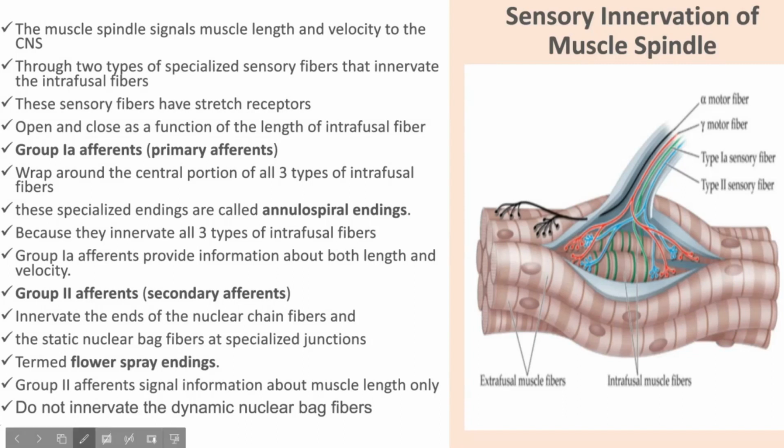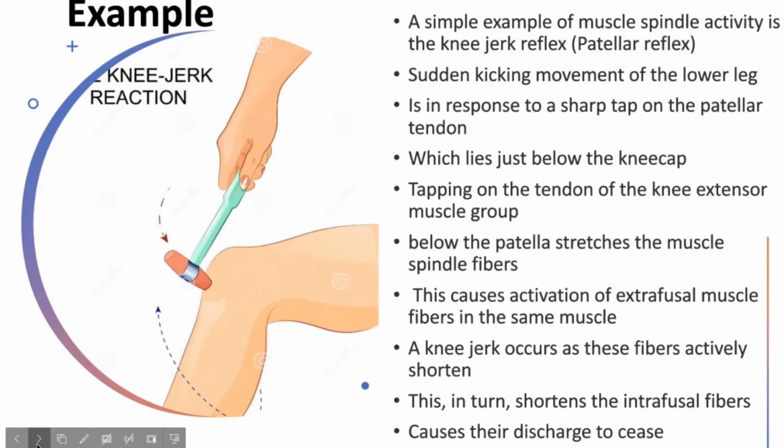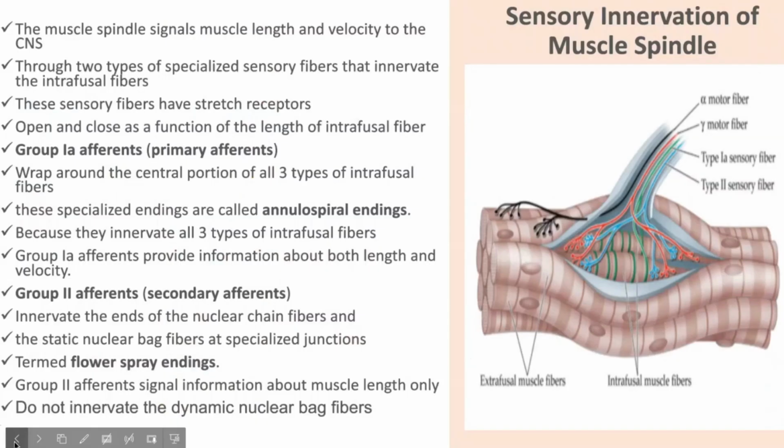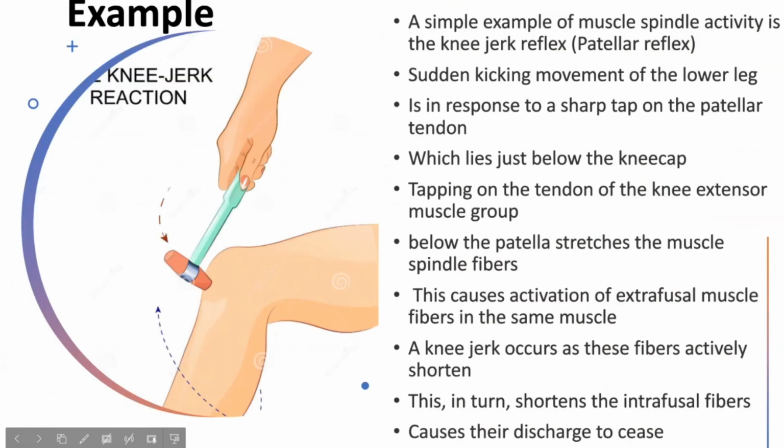So this is an example of a muscle spindle at work, as Noah and Arissa talked about. A knee-jerk reaction is an example. A simple tap on your knee, which is known as the patellar reflex, will cause a sudden kicking movement of the lower leg, in response to the tendon being tapped on your leg, which lies just below the kneecap.